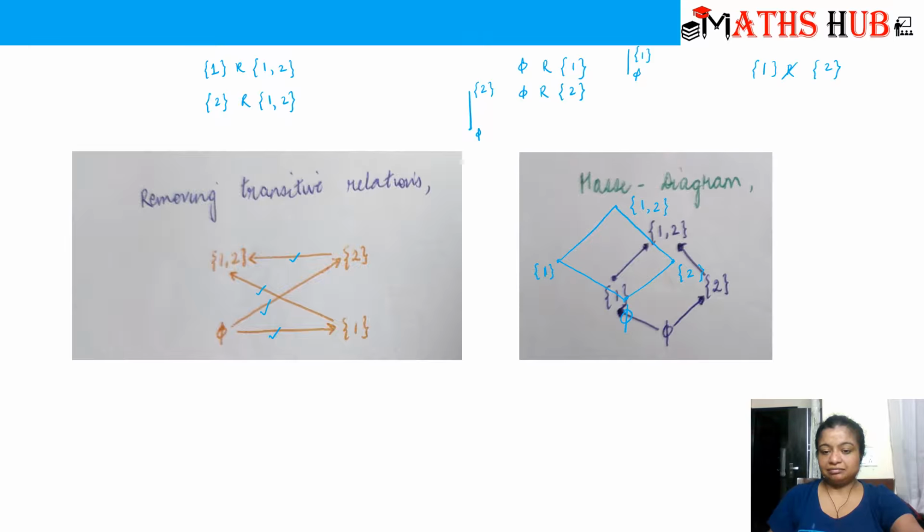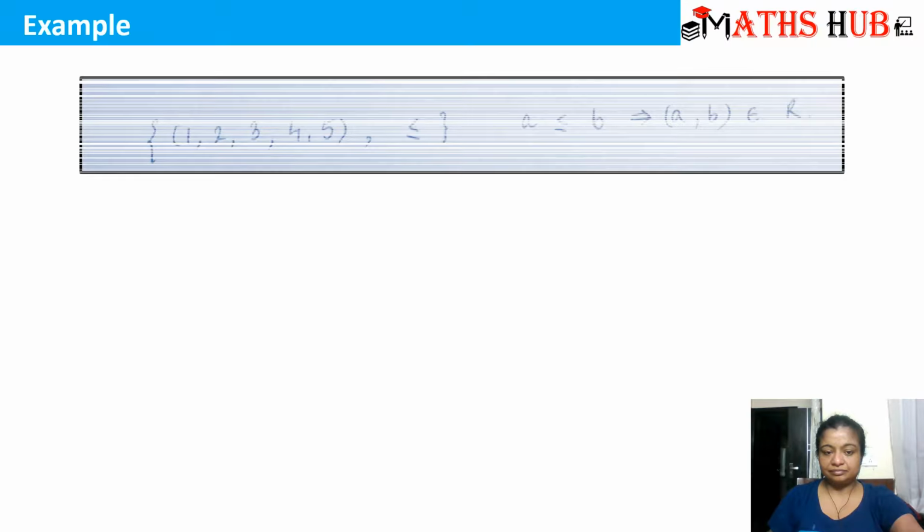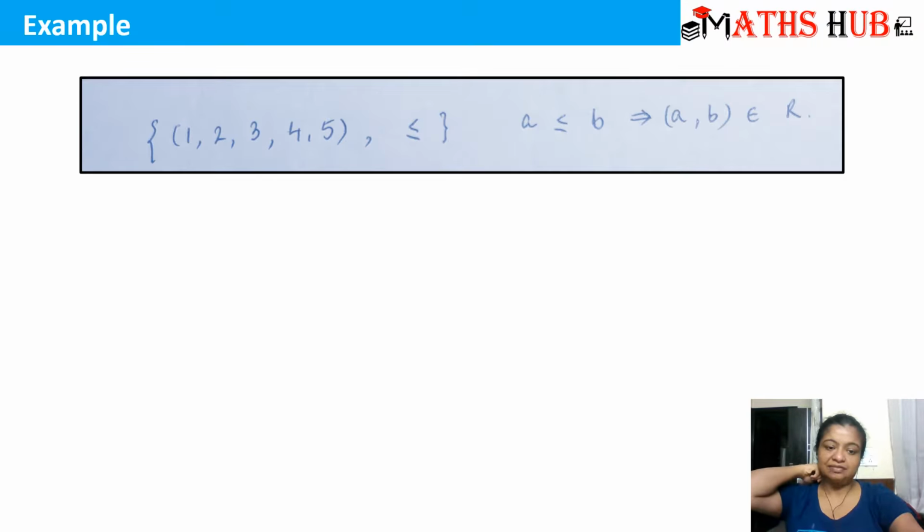Let's see another case. So we have the set 1, 2, 3, 4, 5 and now the relation is given to us as less than or equal to. So how are two elements related? A is related to B if A is less than or equal to B. So let us state which elements will be in the relation.